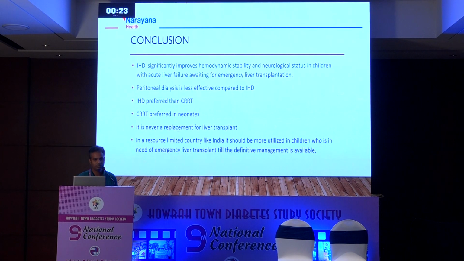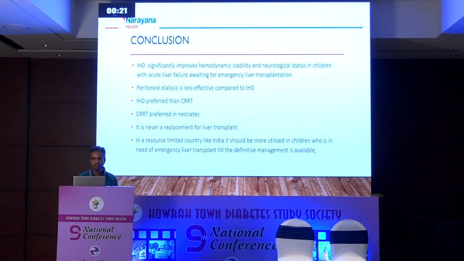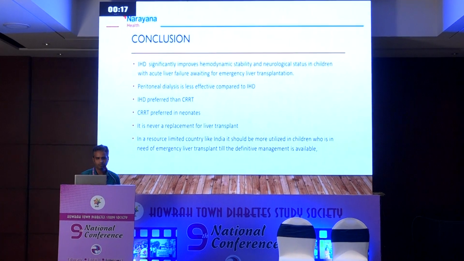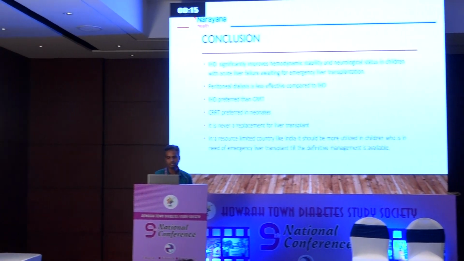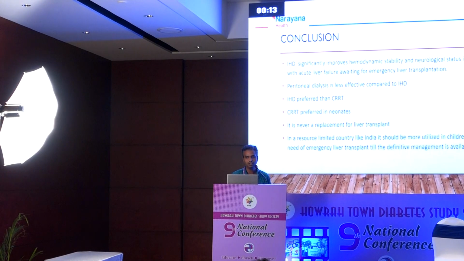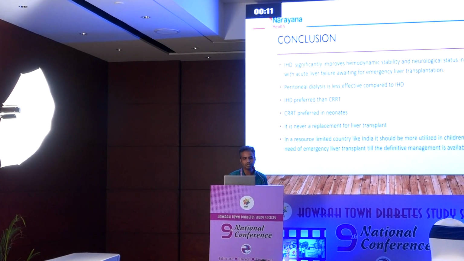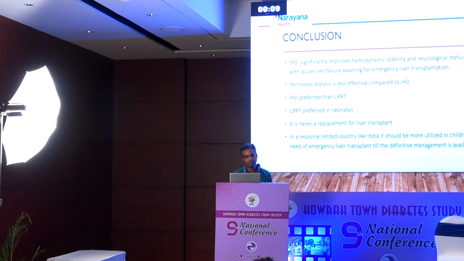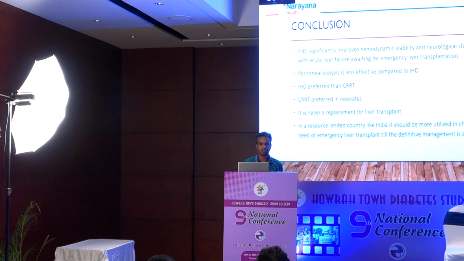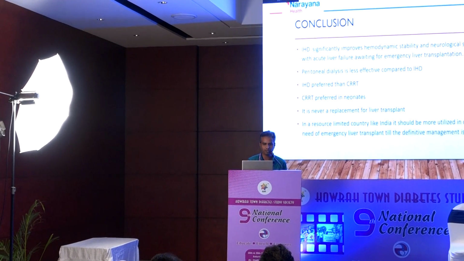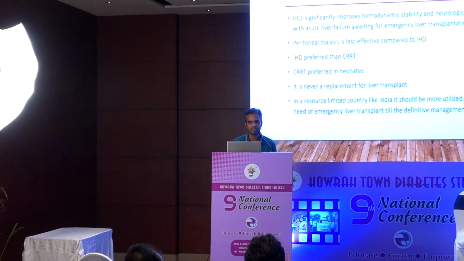In conclusion, pediatric acute liver failure is a condition with very high morbidity and mortality. Even with definitive management, mortality is around 50%. Peritoneal dialysis is another option. There are only a few studies available because of the rarity of these conditions.